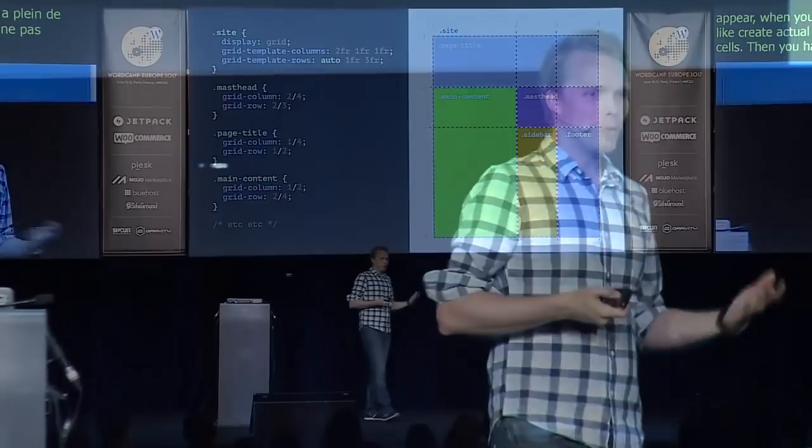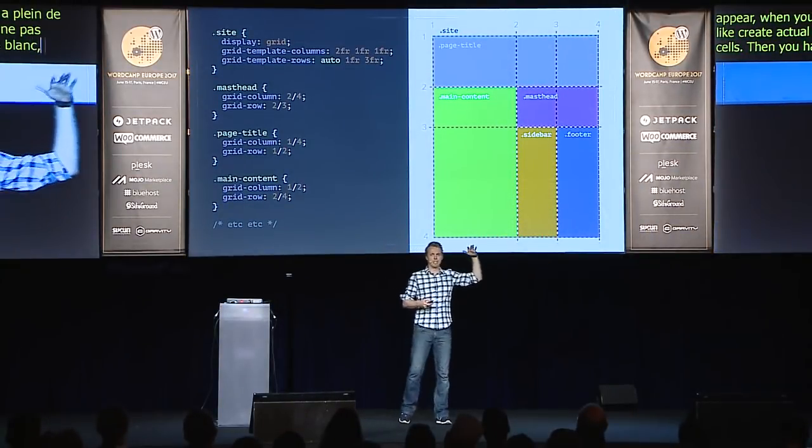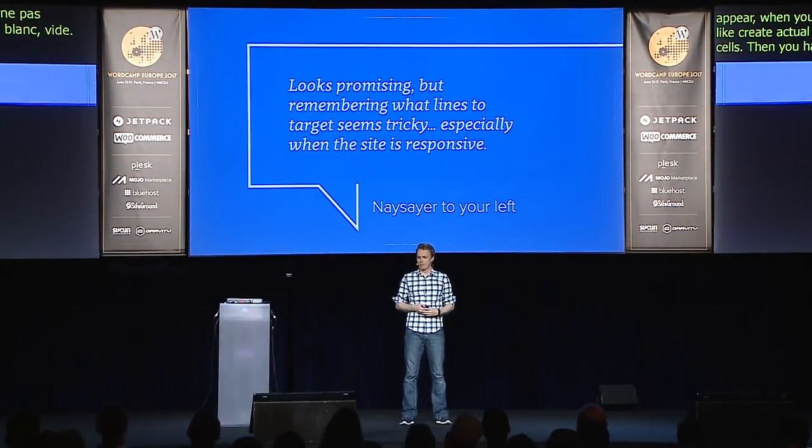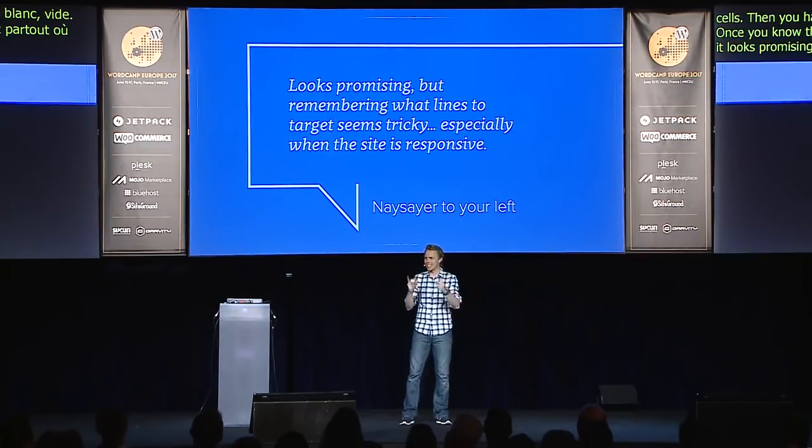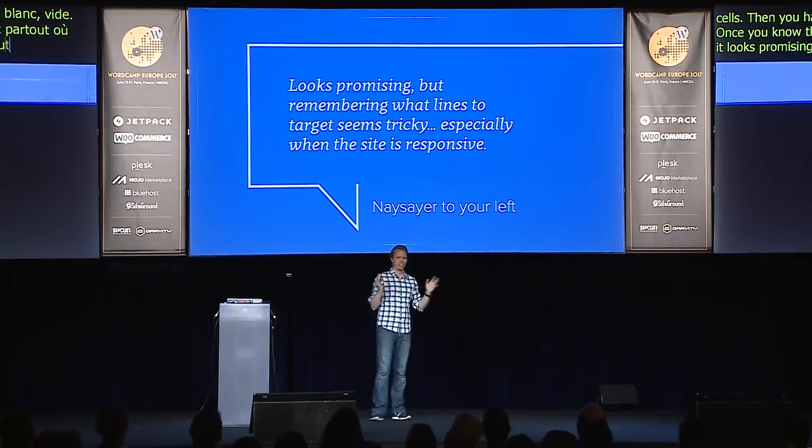And when you look at this, you realize there are all these new things you can do. Like, for instance, create actual white space on a layout. You can just choose not to populate cells. Then you have white space. No spacer GIFs or anything like that anymore. And once you know this, you can then place any of your elements anywhere you want in the grid. Looks promising, right? But you have to do all this counting and keep track of the line numbers. And then what if it's responsive and you keep changing the grid? It gets kind of nuts.